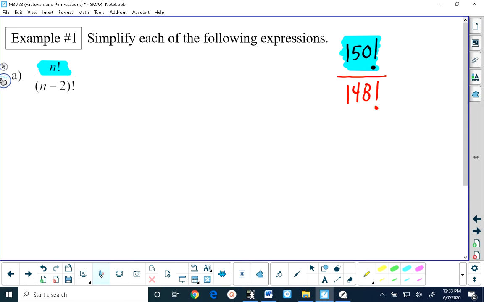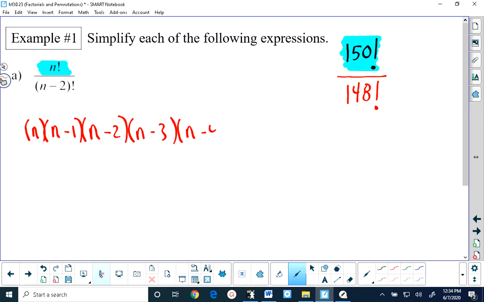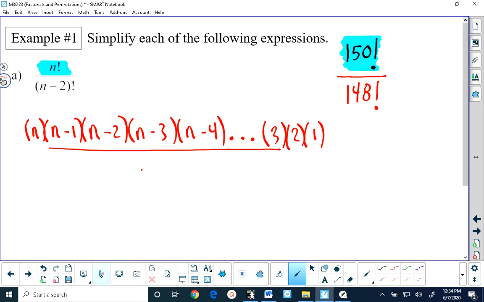So I'm going to start expanding n factorial. So what is n factorial? It's n multiplied by one less, multiplied by another less, and another less. How many of these you choose to write is not that important. We're eventually going to get down to 3 times 2 times 1. Now on the bottom we have n minus 2 factorial.